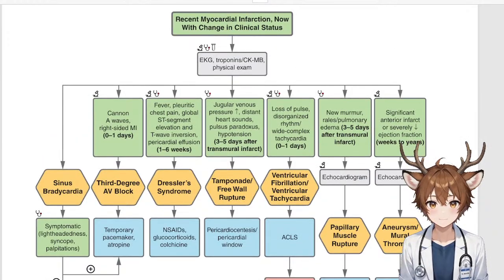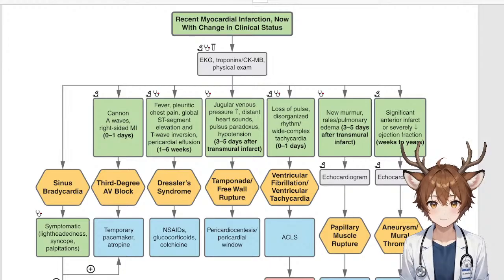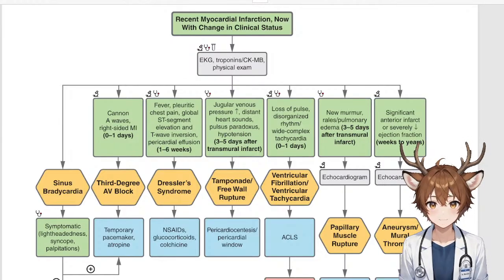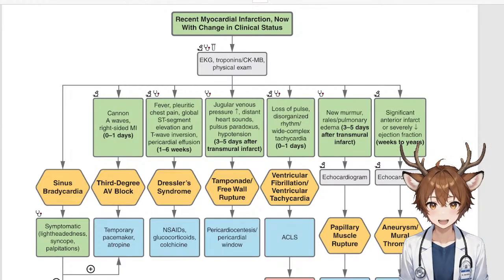What about if we have fever, pleuritic chest pain, global ST segment elevation, and T-wave inversion, pericardial effusion, okay, 1 to 6 weeks. We're thinking what? Dressler syndrome, right? And what do we do for that? NSAIDs, glucocorticoids, and colchicine.